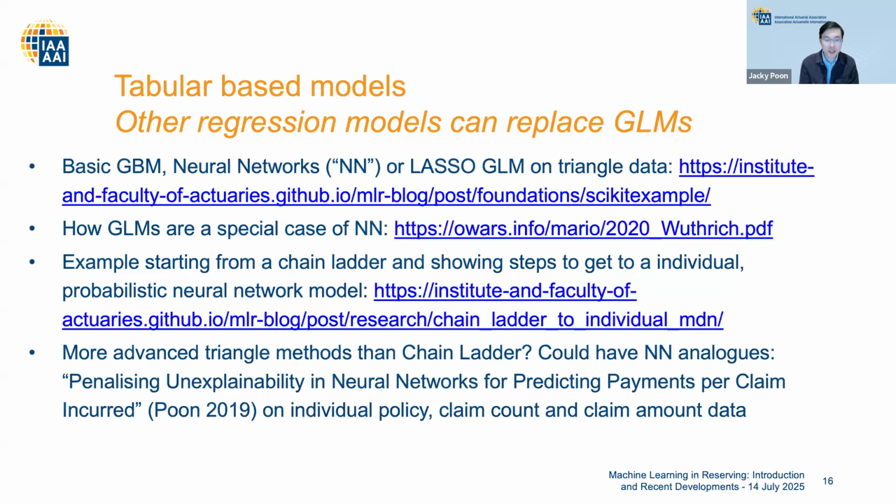And for those who are thinking that maybe, well, chain ladders, great, but I'm using payments per claim incurred. Well, is there something along those lines? In a paper I wrote about 6 years ago, I looked at similar ideas with policies and claim counts and claim amounts data. I've just included that more as a side note to highlight that neural networks, they're flexible and you can put in different functionality in there to reflect certain model forms that you want to achieve.